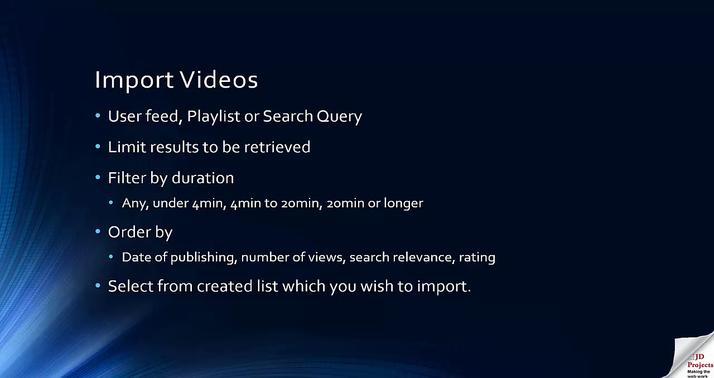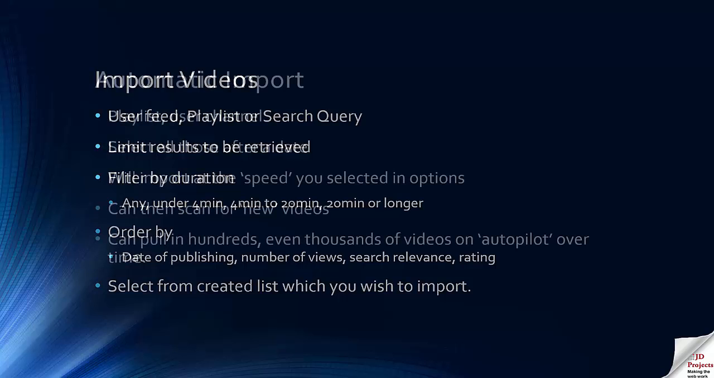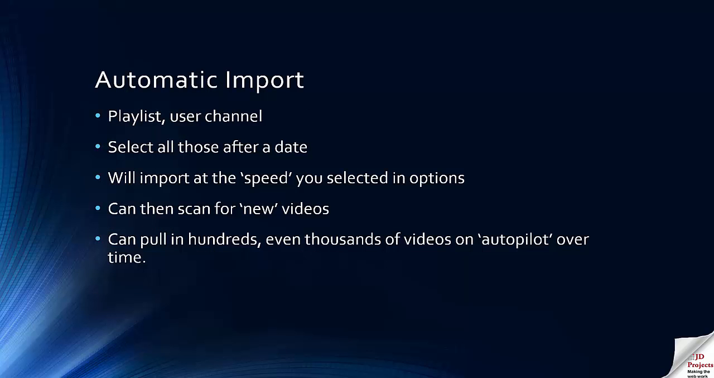Usually it's 50. We can filter the duration if we want short, medium or long videos, and we can order them by the publishing date, the number of views, the search relevance or the rating. Then from that list which has been created by the plugin, we can decide which of those we actually want to physically import into our site. And of course they will then be individual posts.